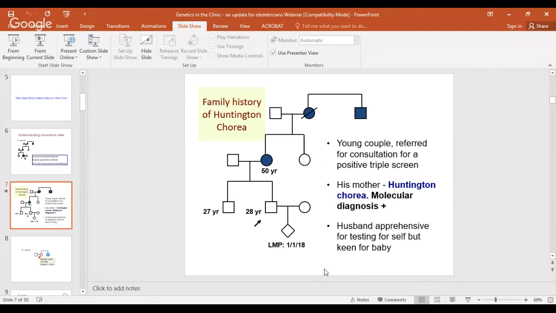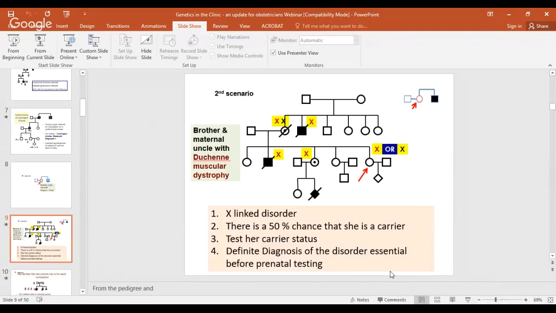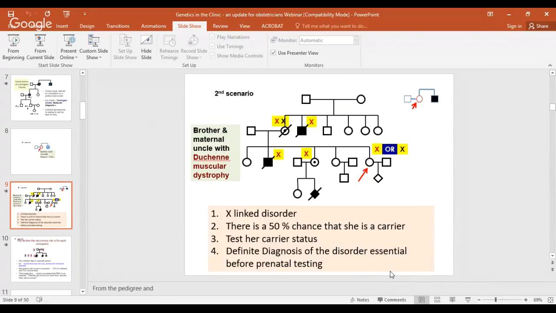Now, if the fetus is affected indirectly, well, they know that he is affected. But if the fetus is not affected, he still does not know his affection status, and which is what we want. So let's take a second scenario where this lady is planning pregnancy. It's before conception, and she tells us that she has a brother who could not walk, and as always, the reason is polio. So when we take it forward and ask for a family history, see what we get.